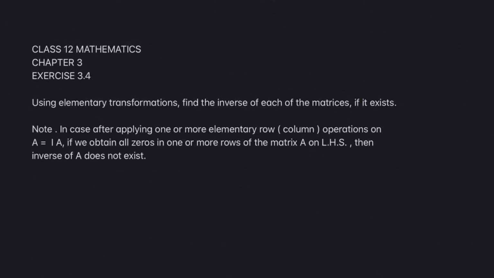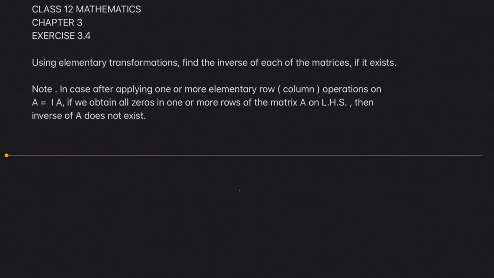Using elementary transformations, find the inverse of each of the matrices if it exists. Now you have to remember one note here: in case, after applying one or more elementary row or column transformations, one entire row or column completely turns to be 0, that is, if we obtain all zeros in one or more rows of a matrix on the left hand side, then the inverse of A does not exist, because here this is by elementary transformations only.